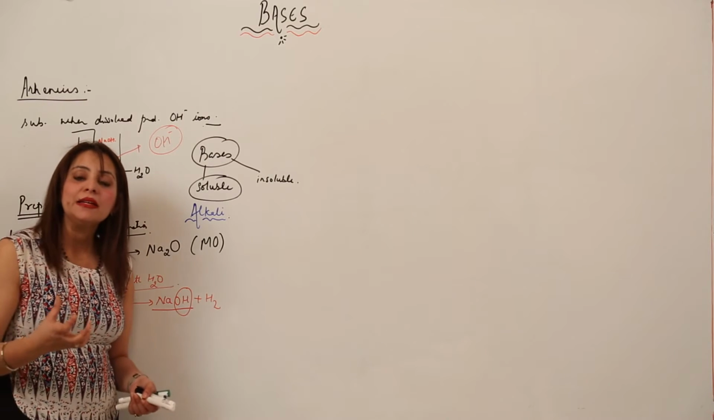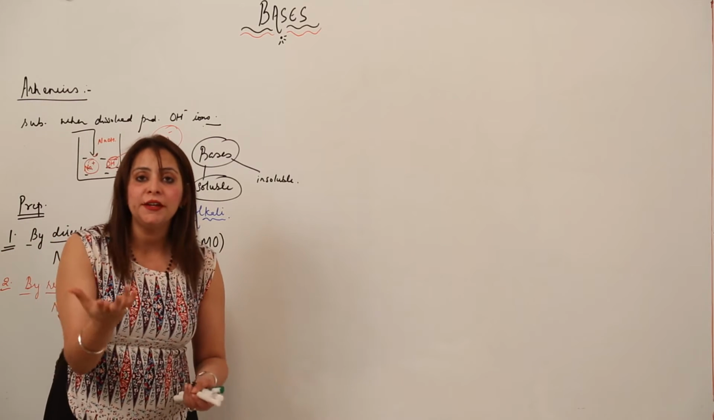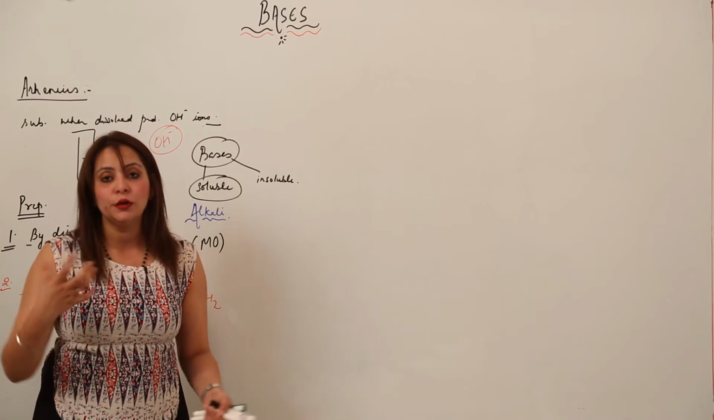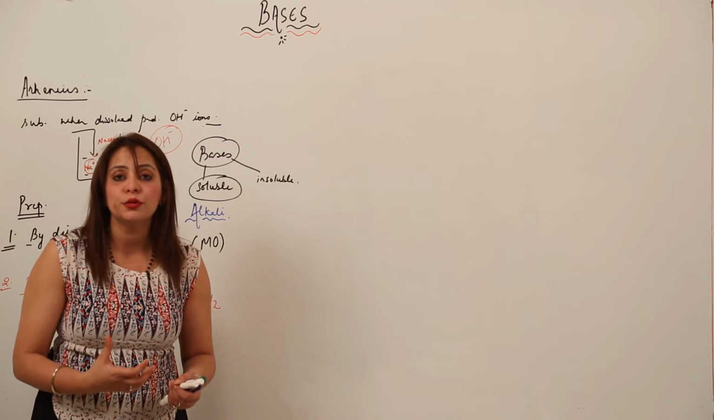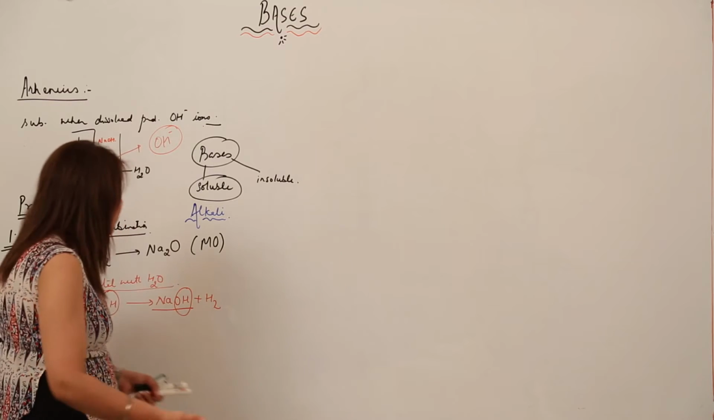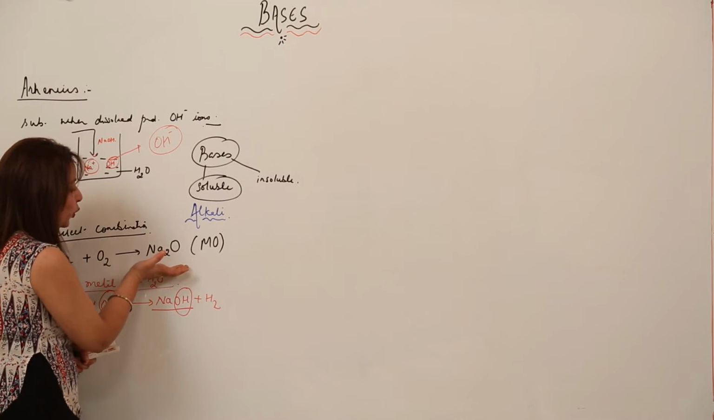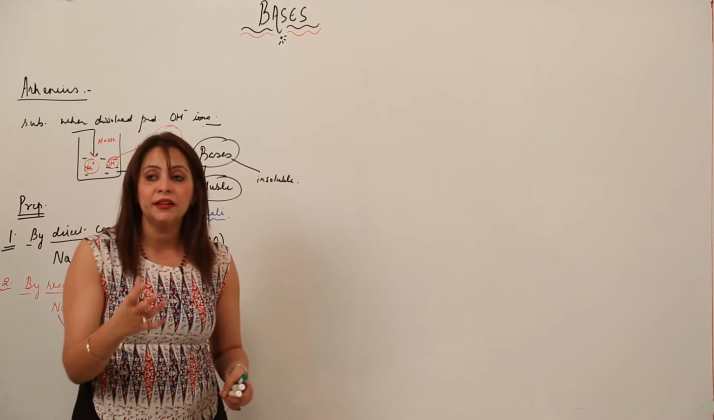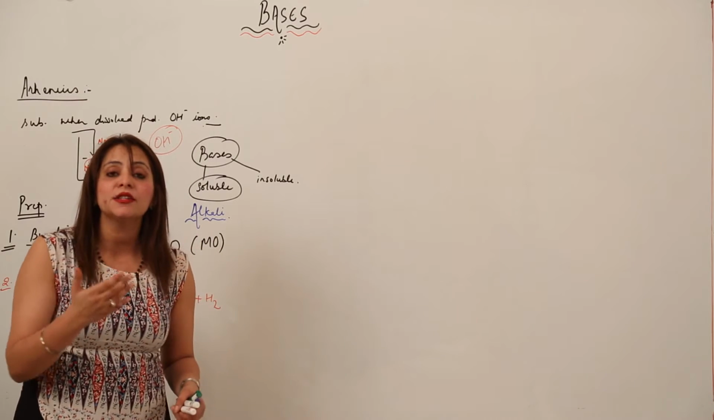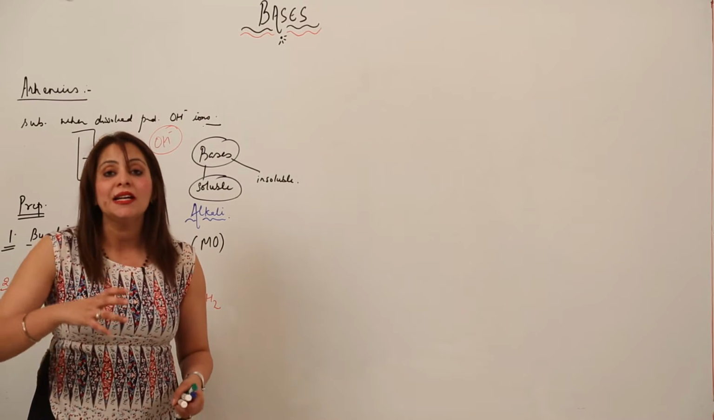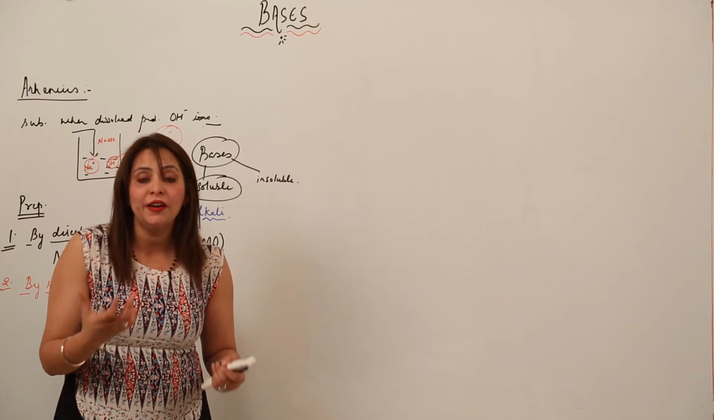So by looking at it, that it contains the hydroxide ion, it must be clear in your mind that when dissolved in water, it is definitely going to produce the hydroxide ion. But in the first example, that is Na2O, you don't get to see a hydroxide ion, there is only an oxide ion. So that doesn't mean that it is not regarded as a base.